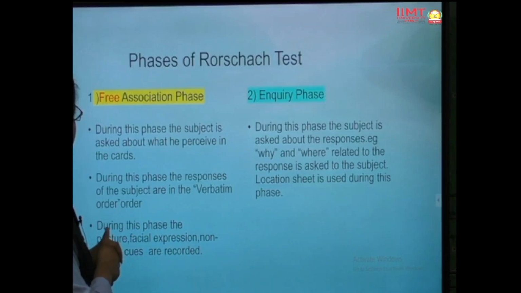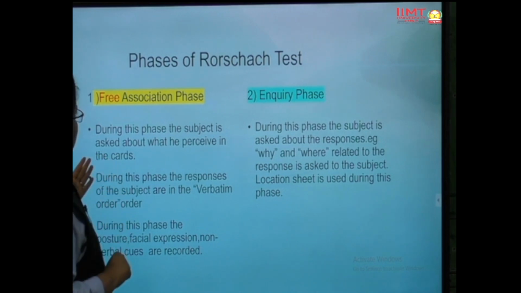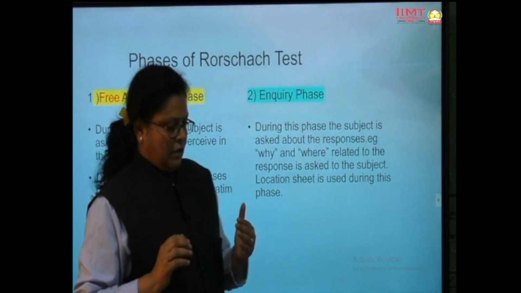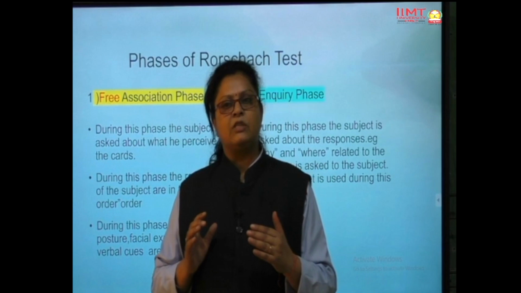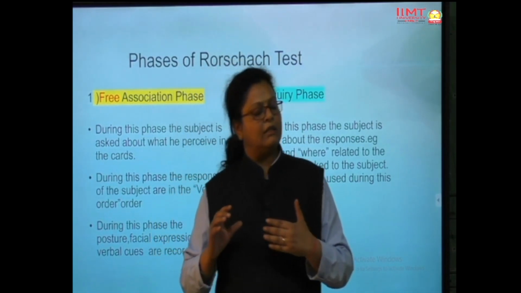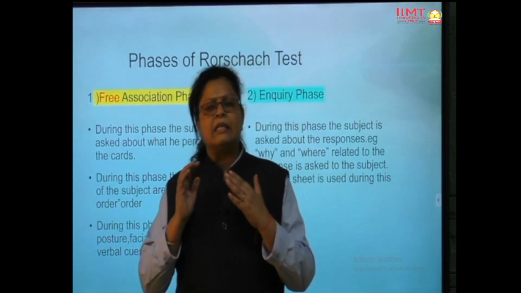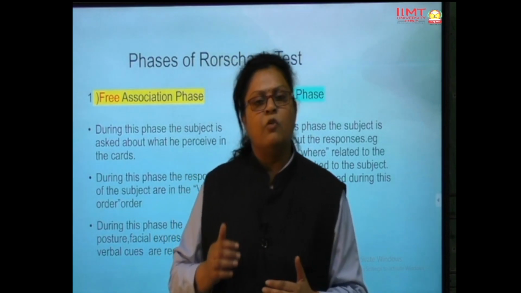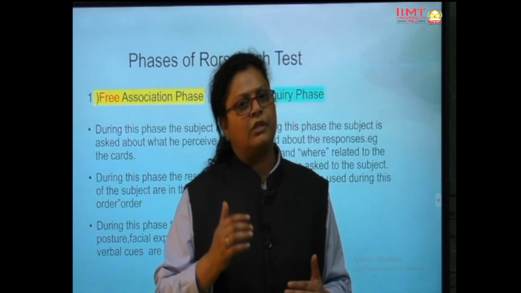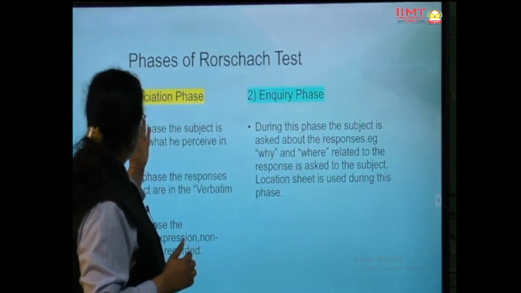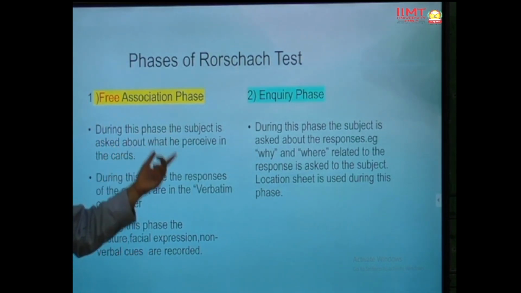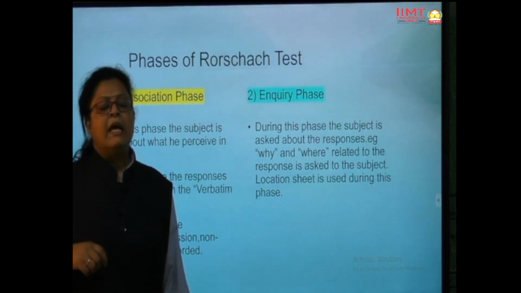Now we talk about the phases of the Rorschach test. When we administer this test, it consists of 2 phases. First is the free association phase, and the second is the enquiry phase.